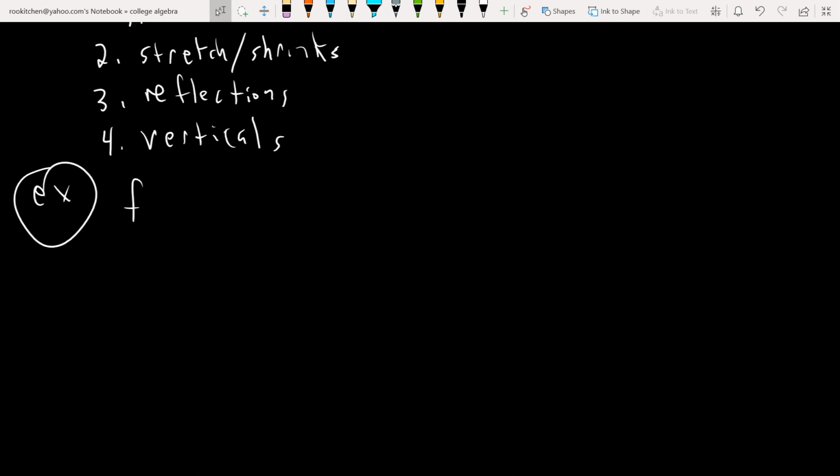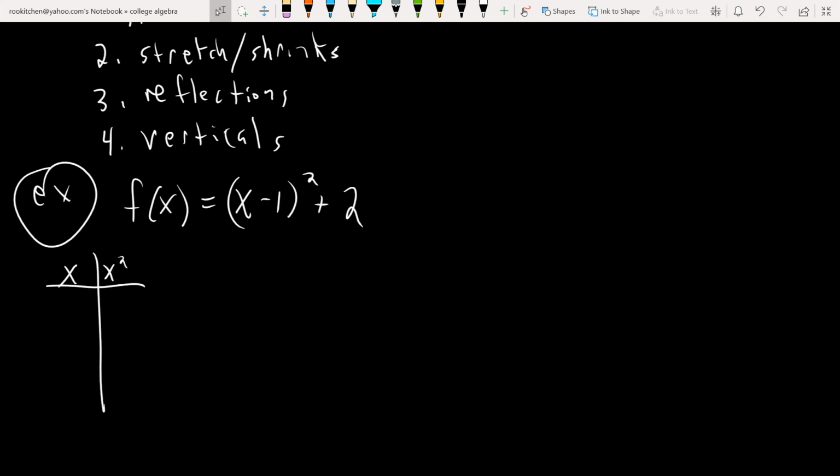We'll do f of x equals x minus 1 squared plus 2. So the original graph is x squared. We can maybe do a little table for that. So of course, negative 1, 1, 0, 0, 1, 1.